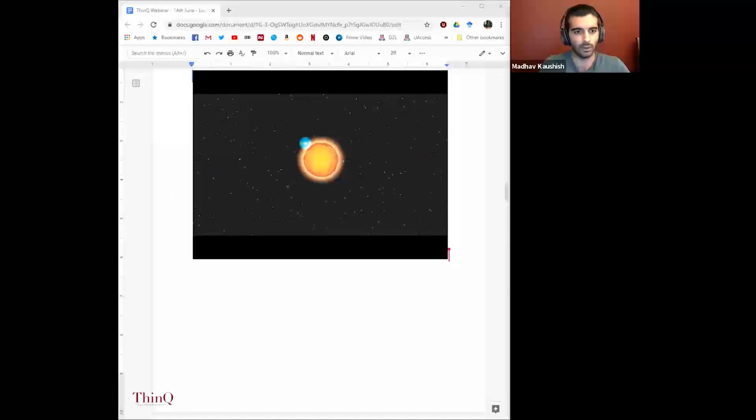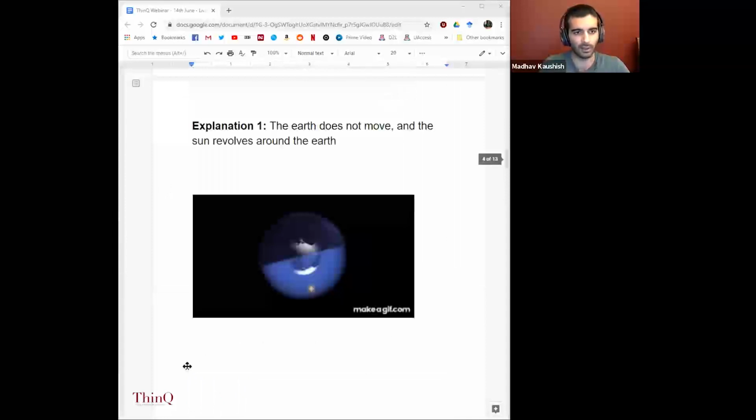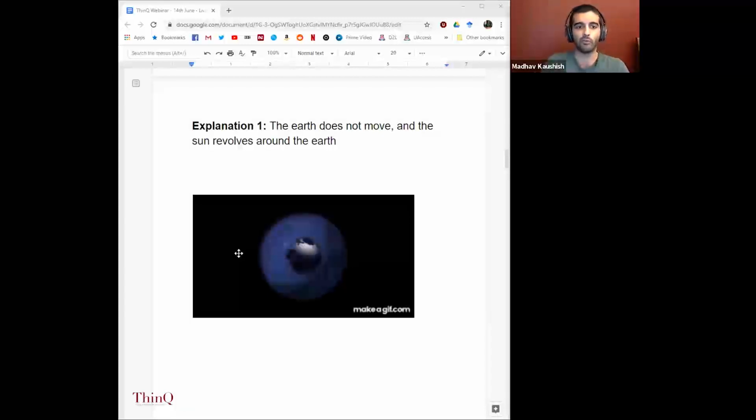So in order to explain, for instance, the changes in duration at different times of the year, say we take explanation one, which is that the Earth does not move and the sun revolves around the Earth. We will need to change that by having some sort of movement of the sun up and down if we still want the Earth to be stationary. The sun will have to move north and south as the year goes on in order to explain something like that.